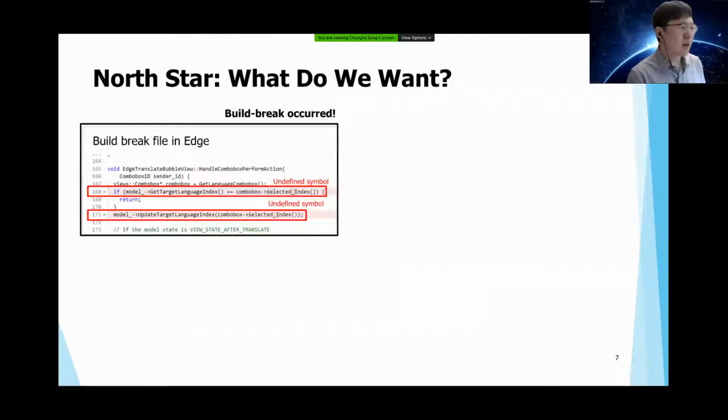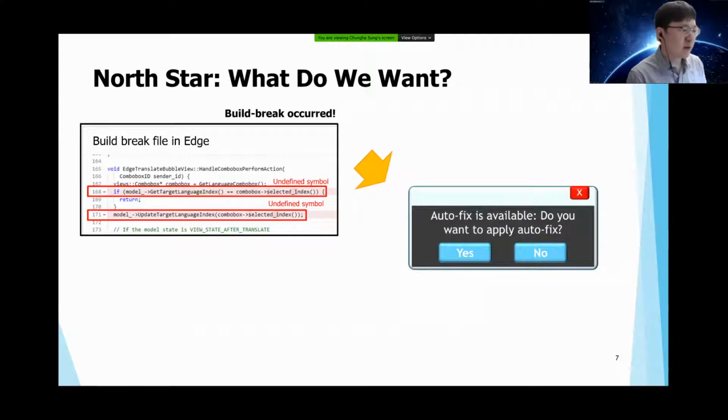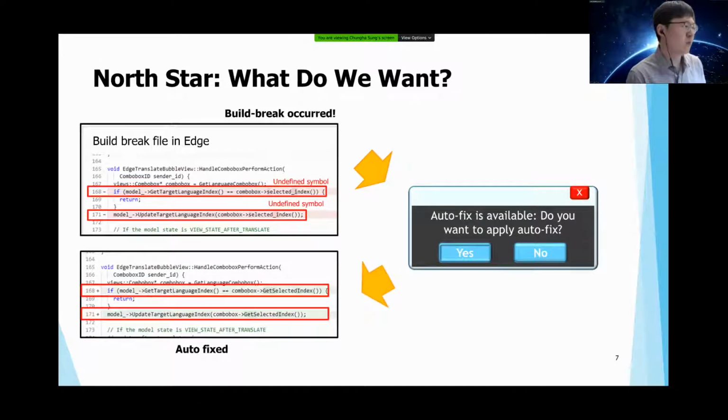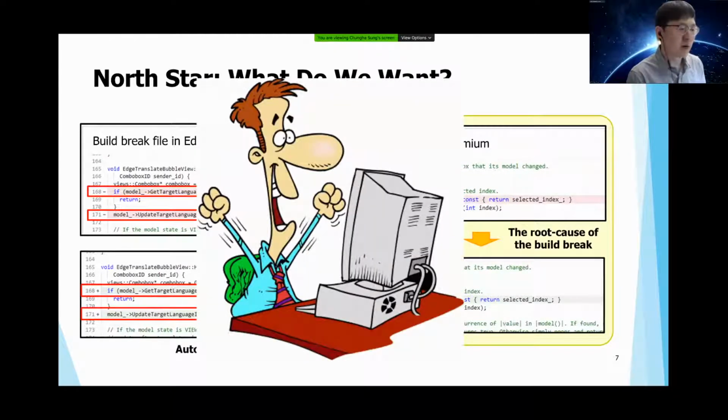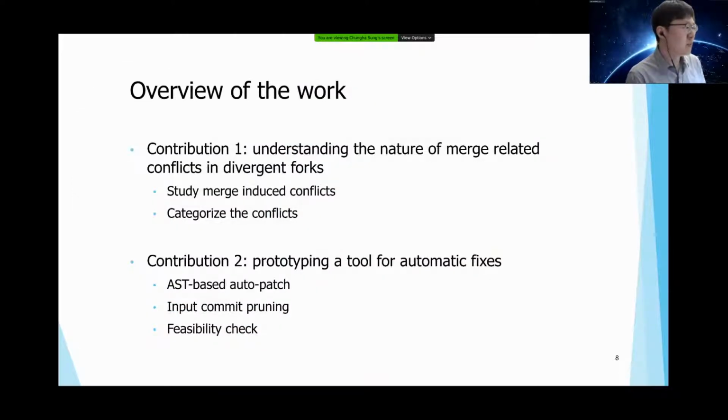So what is the ideal way to save this cost? Here is what we think. First, we have a build break on a specific file, and we provide a magical autofix feature. And by clicking this button, it automatically updates the code. Also, it provides the root cause of the build break. Then everyone will be happy as we save a lot of engineering cost. But is this even possible?